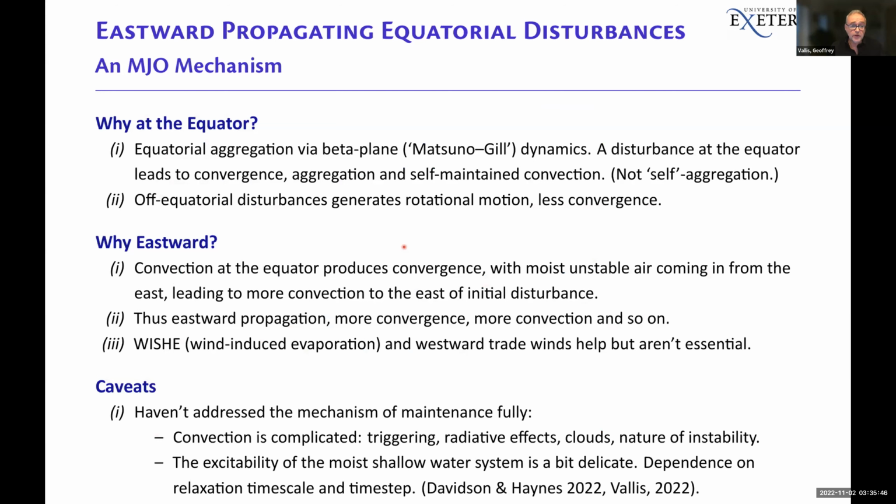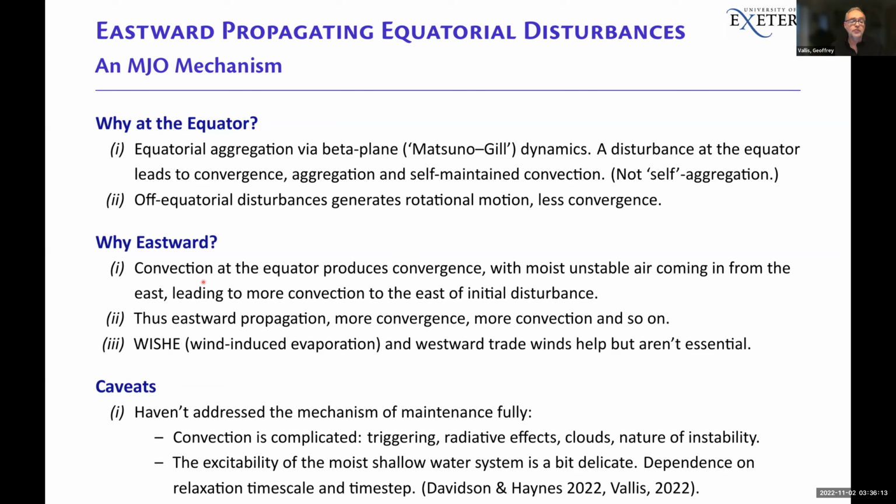So why is it the equator? Let me just summarize where we're at. Why is it at the equator? It's because it's only at the equator that convection will actually give you convergence where the convection initially exists. If you're off the equator, the Coriolis effect will move the air around rather than giving you convergence towards it.